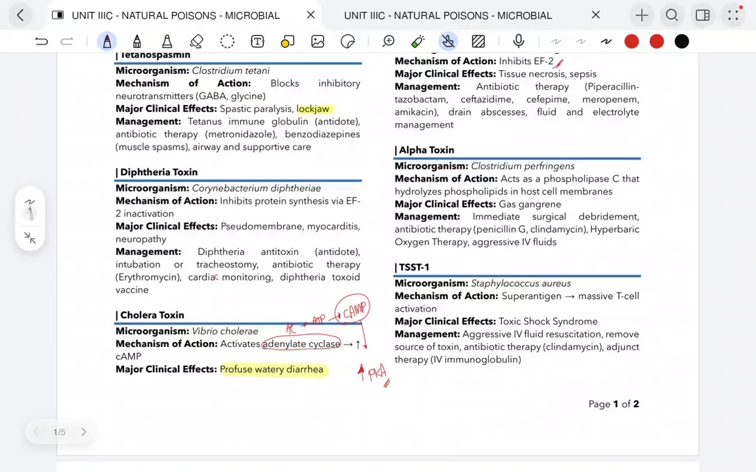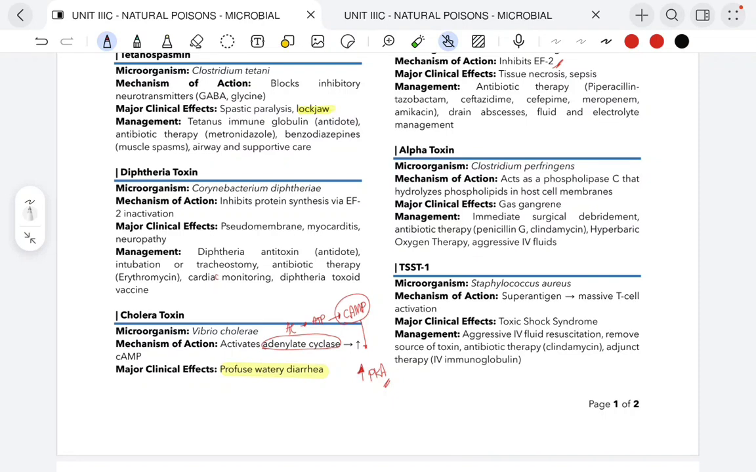Next one, we have your alpha toxin. So from your Clostridium perfringens. So it acts as a phospholipase C that hydrolyzes phospholipids in the host cell membrane. So it causes your gas gangrene. So if you can still remember your microbiology, di ba, your gas gangrene is characterized by a foul odor wherein the skin of our patient has violet-colored bubble-like structures, and when these pop, they emit a very foul odor. Okay, so for the management, we can provide immediate surgical debridement.